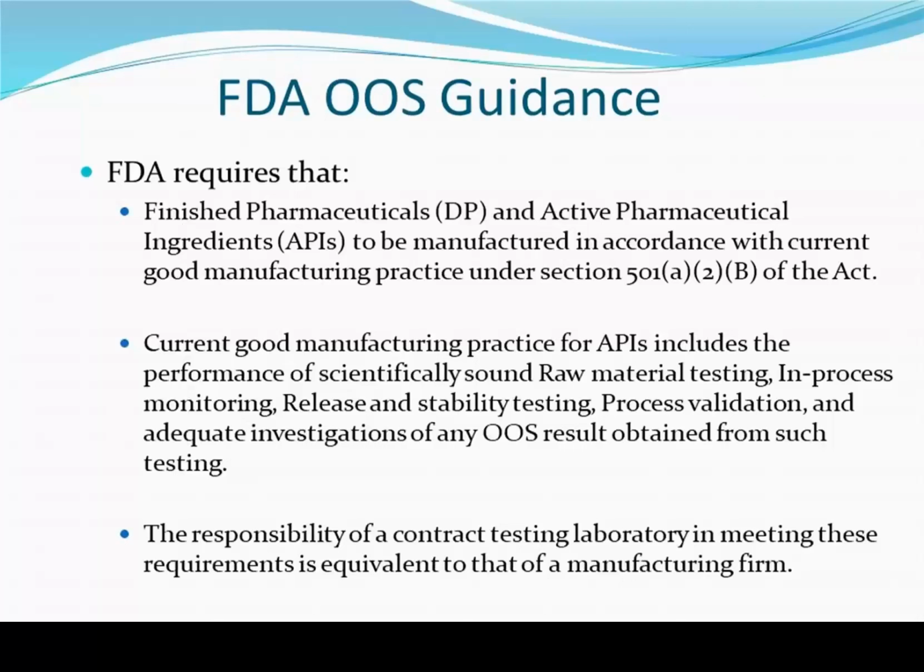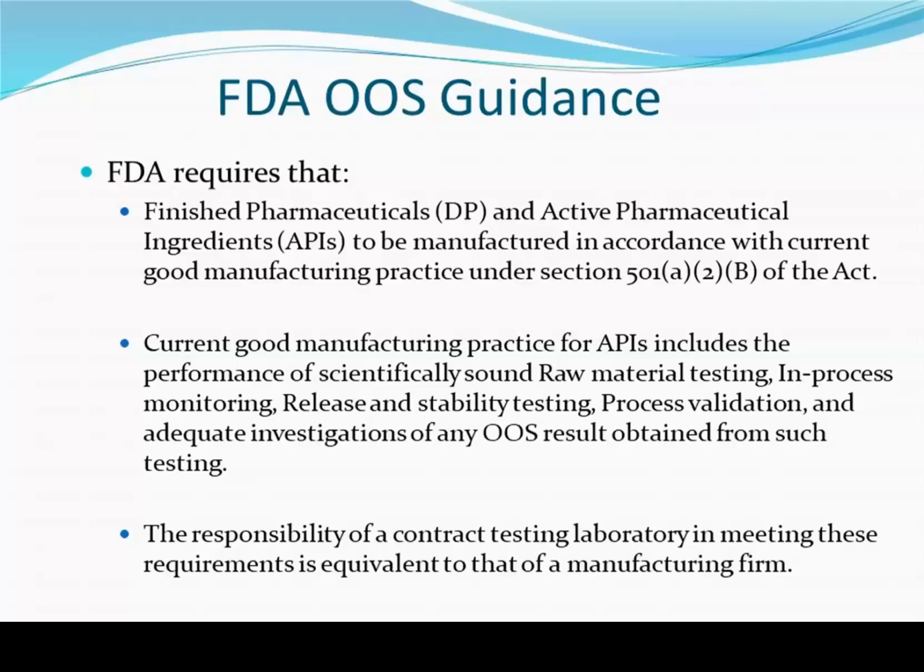Current GMPs for APIs actually include performing scientifically sound raw material testing, in-process monitoring, release and stability testing, along with process validation. So if you get any out of specifications in any of those types of tests, FDA is expecting that you're going to do an adequate investigation of those out of specification results.